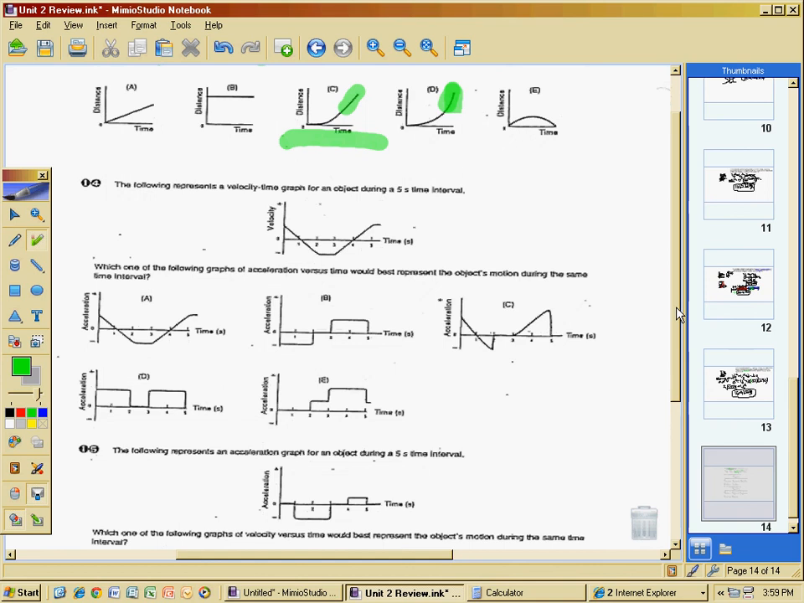All right, number 14. The following represents a velocity versus time graph for an object during the 5-second time interval. What you have to do is pick the acceleration. Well, remember, you look at the slope of a velocity versus time graph in order to tell the acceleration. All right, so here's what we're going to do. We use the magic of the Mimeo and break this graph apart.